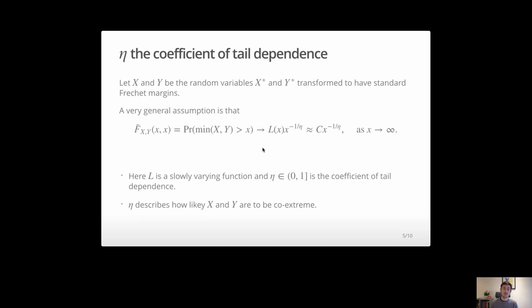So looking at this in a bit more detail, this is the probability that both x and y are greater than little x, and that's going to be approximately given by some constant c multiplied by x to the minus 1 over eta as x becomes large. And here we can make this approximation that L of x is approximately constant because it varies very slowly as x changes. What this gives us is a parameter eta between 0 and 1 that describes the tail dependence between x and y, and we'll look into that a little bit more shortly. But essentially what eta gives us is a way to describe how likely both x and y are to be extreme at the same time.